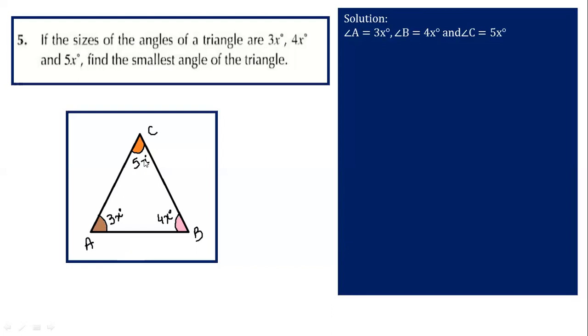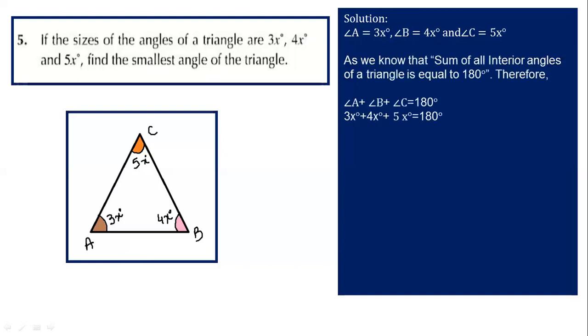Next is the same statement. As we know that the sum of all interior angles of a triangle is 180 degree, we will use this formula for finding the value of x. So angle A plus angle B plus angle C is equal to 180 degree. Angle A is 3x degree, angle B is 4x degree, angle C is 5x degree, that is equal to 180 degree. Now you have to sum all these: 5x plus 4x plus 3x. You will get 5 plus 4 is 9, 9 plus 3 is 12. So 12x degree is equal to 180 degree.